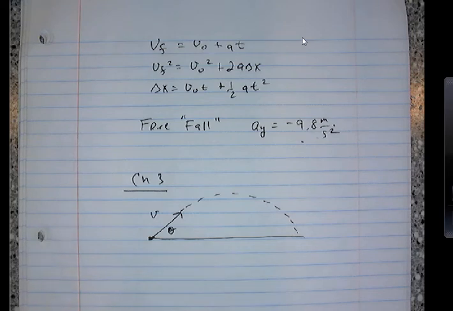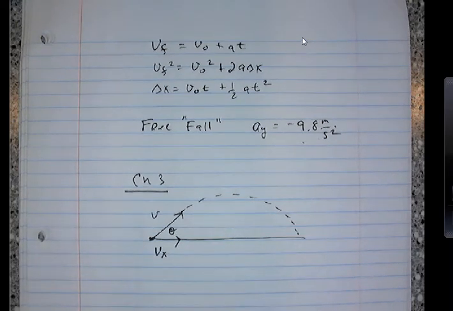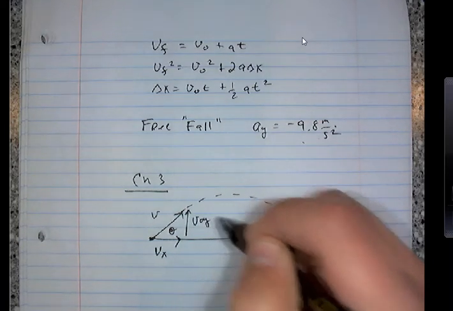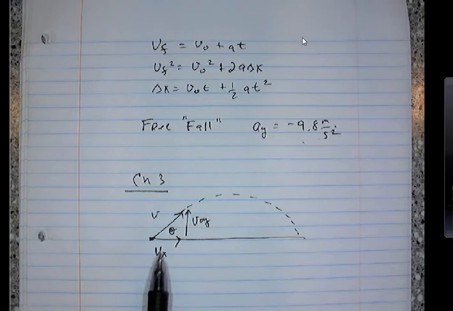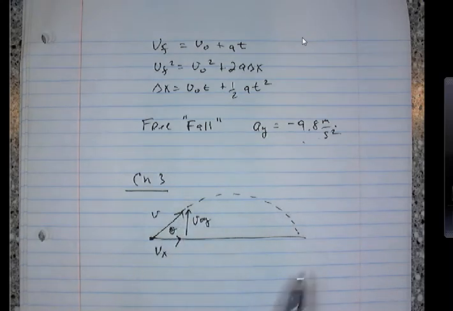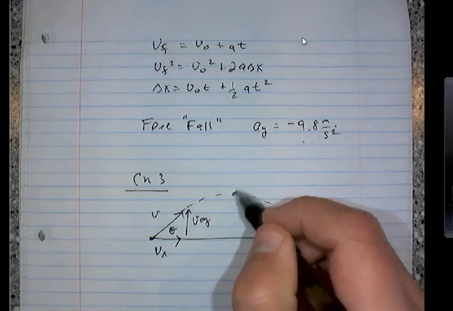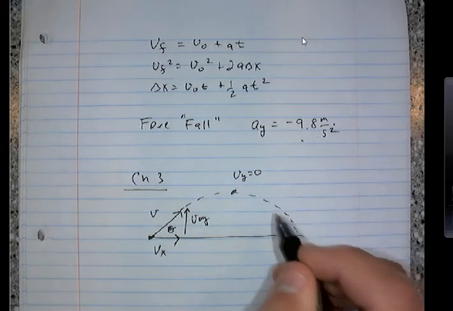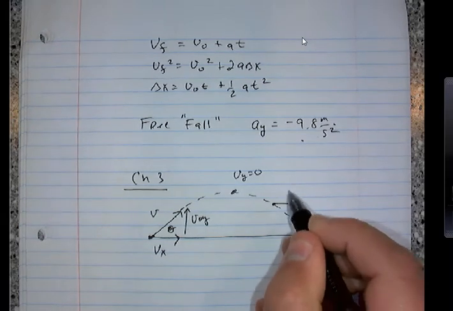So here's theta. This is going to have an x velocity that's not going to change, and it's also going to have a y velocity. The y velocity actually changes. The x velocity the whole time stays the same. The y velocity starts out with whatever it is. At the highest point, the y velocity is 0, and then continuing back on. But again, it's the x part that doesn't change the whole time.